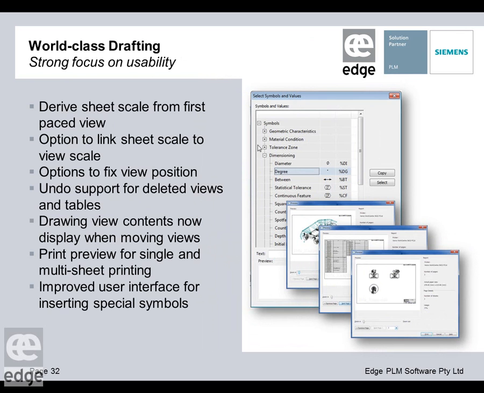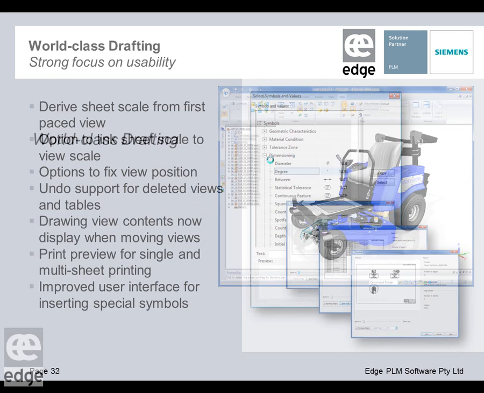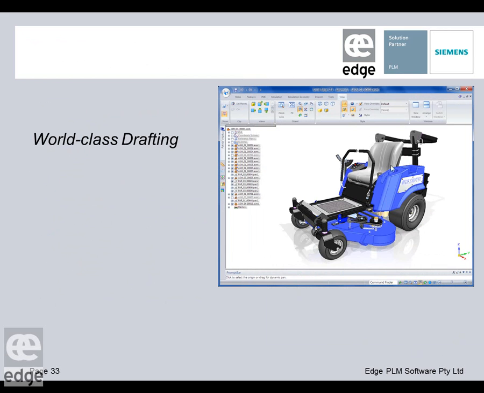Sheet scales, you can derive a sheet scale from the first view placed. Symbols and values, I was talking about before, this is the dialogue here. You can have drawing view contents displayed when moving the views, just like Windows. Print preview for single and multi-sheet printings. And this user interface again, as I came back to. Let's take a look at an example here.